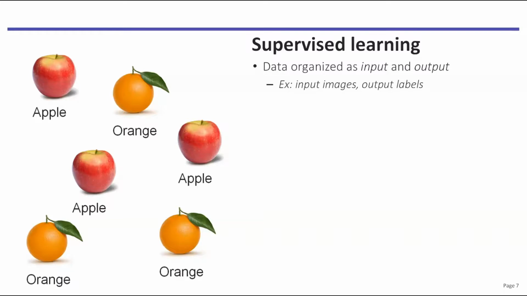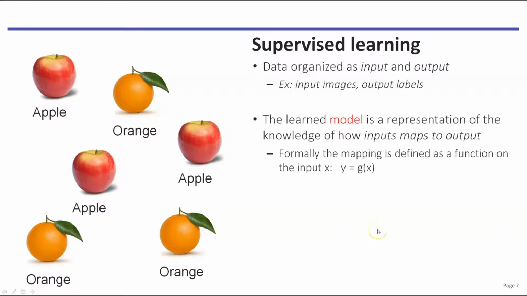And the goal of the algorithm is then to look at the individual images and try to learn a model which allows it to correctly apply the label apple or orange to each individual image. And the model then represents this knowledge of how to perform such a mapping. Formally, this mapping is very often defined as a mathematical function, like let's say y equal to g of x. Remember that x is the input and y is the output.